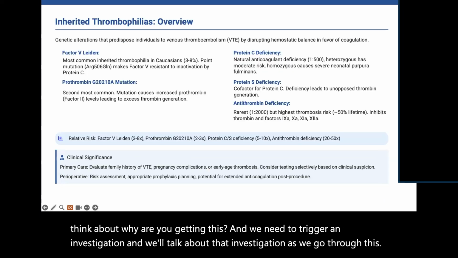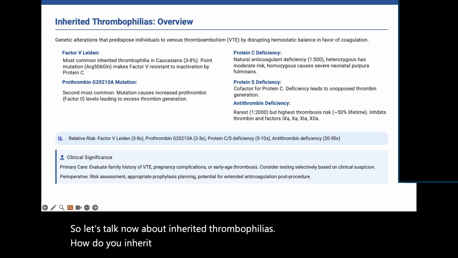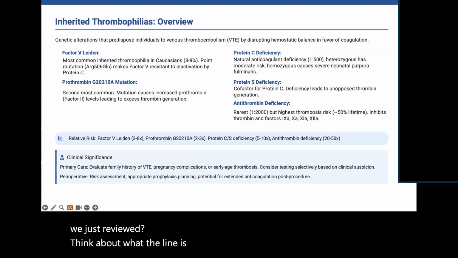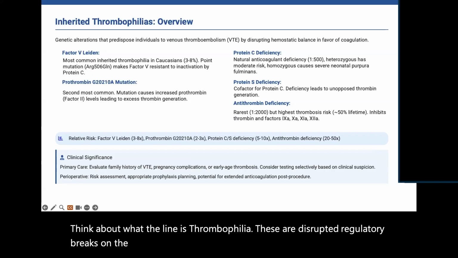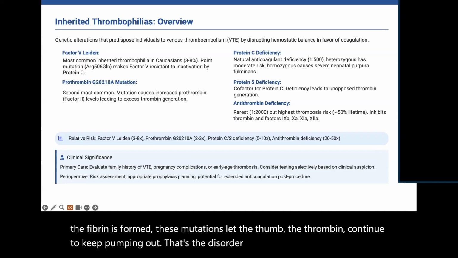So let's talk now about inherited thrombophilias. How do inherited thrombophilias fit into the normal clotting process we just reviewed? Well, think about what the line is. Thrombophilias are disrupted regulatory brakes on the coagulation cascade. So instead of turning clotting off once the fibrin is formed, these mutations let the thrombin continue to keep pumping out. That's the disorder. Despite the clot being formed, they continue to make clots.